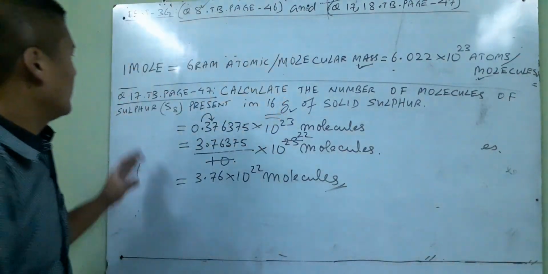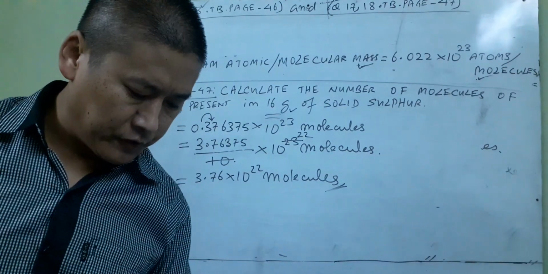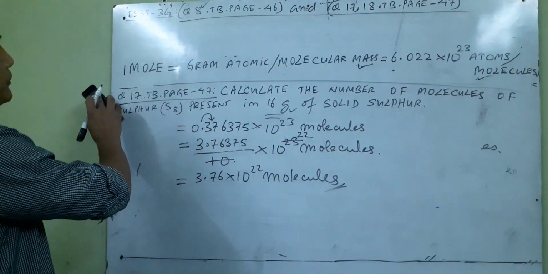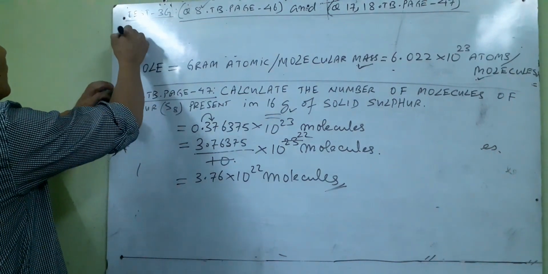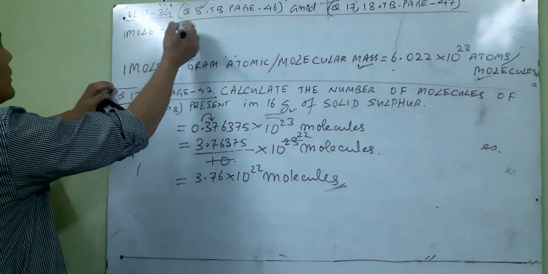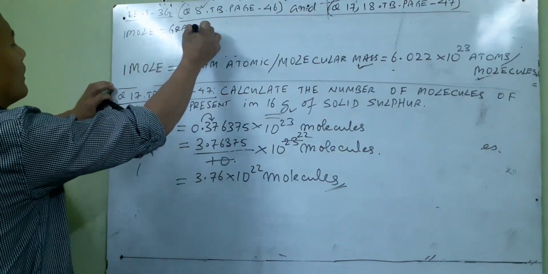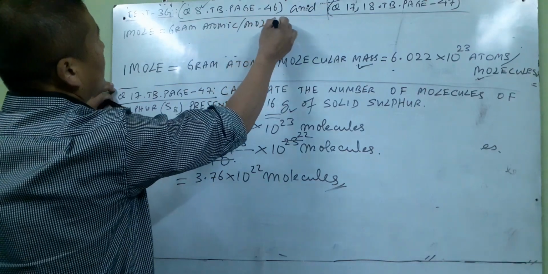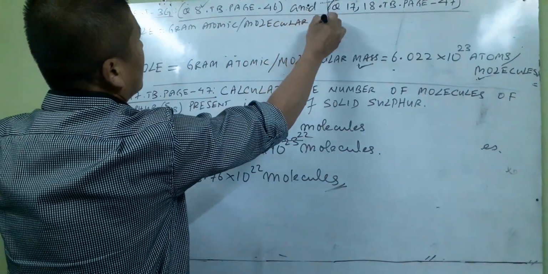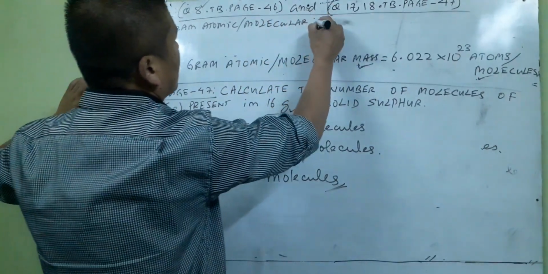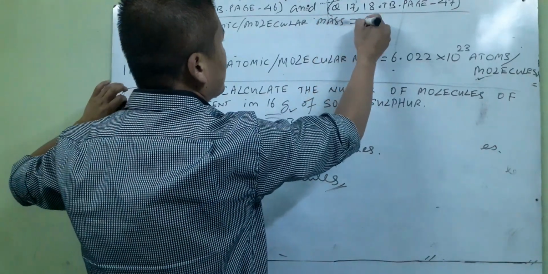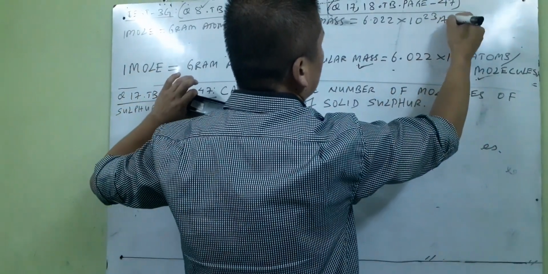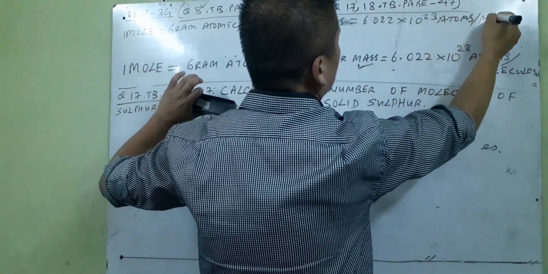The last step, 17. One more question for this before this test ends, that is 18. Okay, so we'll go to 18 again. Let us write down here: 1 mole is equal to gram atomic or molecular mass. Okay, gram atomic or molecular mass, and this is equal to Avogadro number 6.022 into 10 to the power 23 atoms if it is atoms, and then molecules if it is molecules.